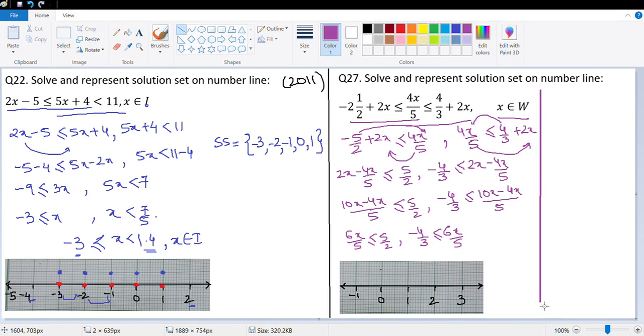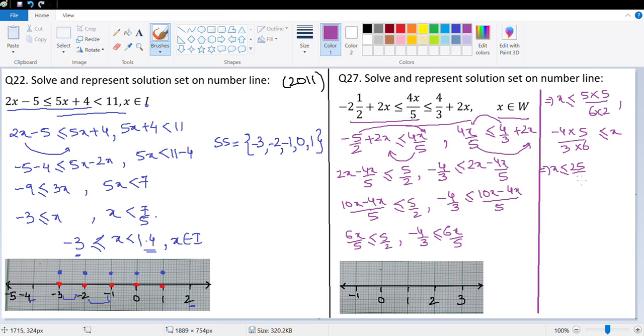Let me cross multiply and put this one here. So this would become x is less than or equal to 5 into 5 upon 6 into 2, and then the second one becomes negative 4 into 5 upon 3 into 6 is less than or equal to x. So x is less than or equal to 25 upon 12. 25 upon 12 would mean, let's just write this 25 upon 12 first.